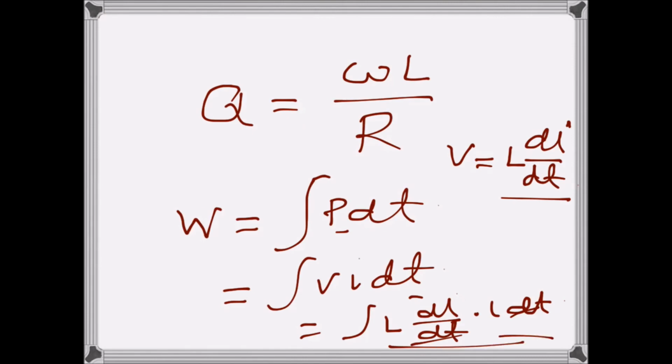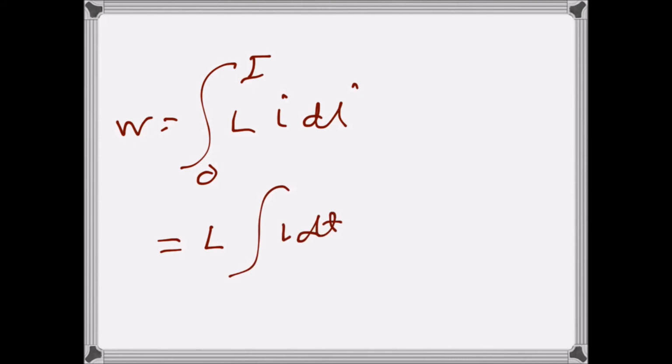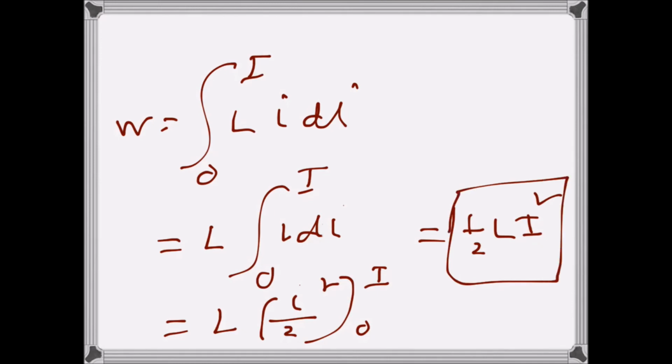this particular integration. So we can integrate it in order to get the energy stored. We can integrate it from 0 to I, and L is a constant, so we can take it out of the integration, and this is I di, from 0 to I. So L, and this becomes I squared over 2, between I and 0, so what it becomes is half L I squared. So that's the energy stored.